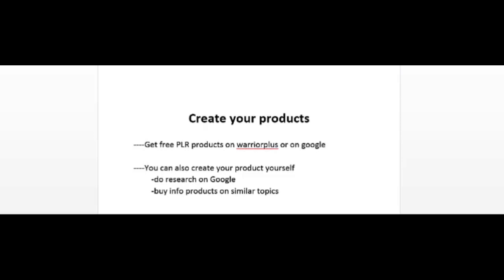Okay, so what's another way to create your products? Another way is to just create it from scratch and just create it on your own. And for that, you could just do research on Google. You could also buy info products. Of course, if you don't want to spend money, you could look for free info products on the topic that you're doing. You could also just watch YouTube videos to try to learn more about that topic.